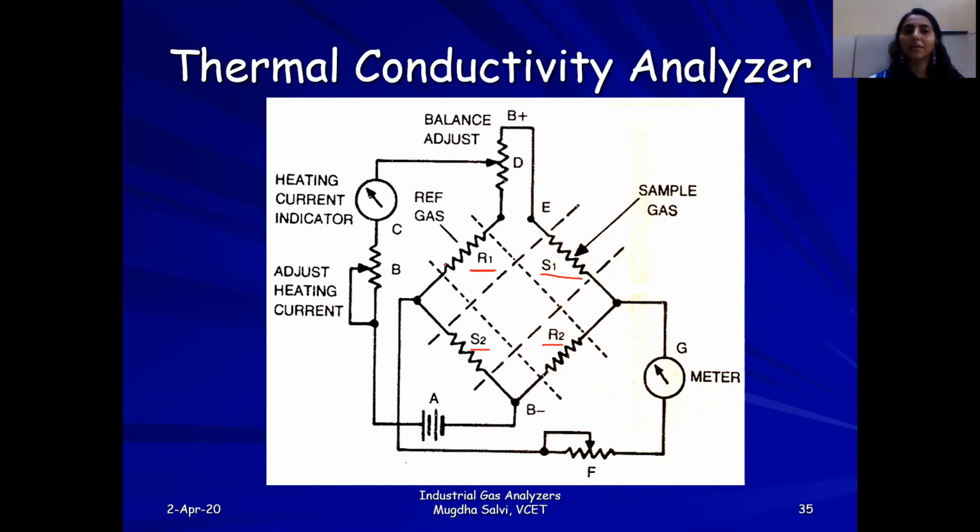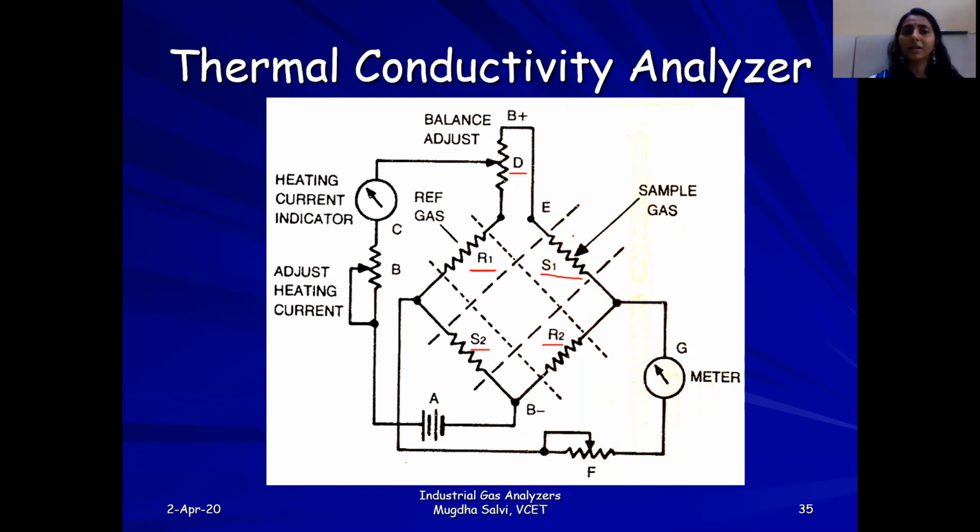Initially, when the sample gas is absent and only the reference gas is passed, these two, R1 and S1, which are heated filaments, will exchange some heat with the reference gas. That means they will normally be cooled down. So these resistances R1 and S1 will reduce, and then we adjust this potentiometer D such that our Wheatstone bridge is balanced. Once our Wheatstone bridge is balanced, we are ready for measurements.